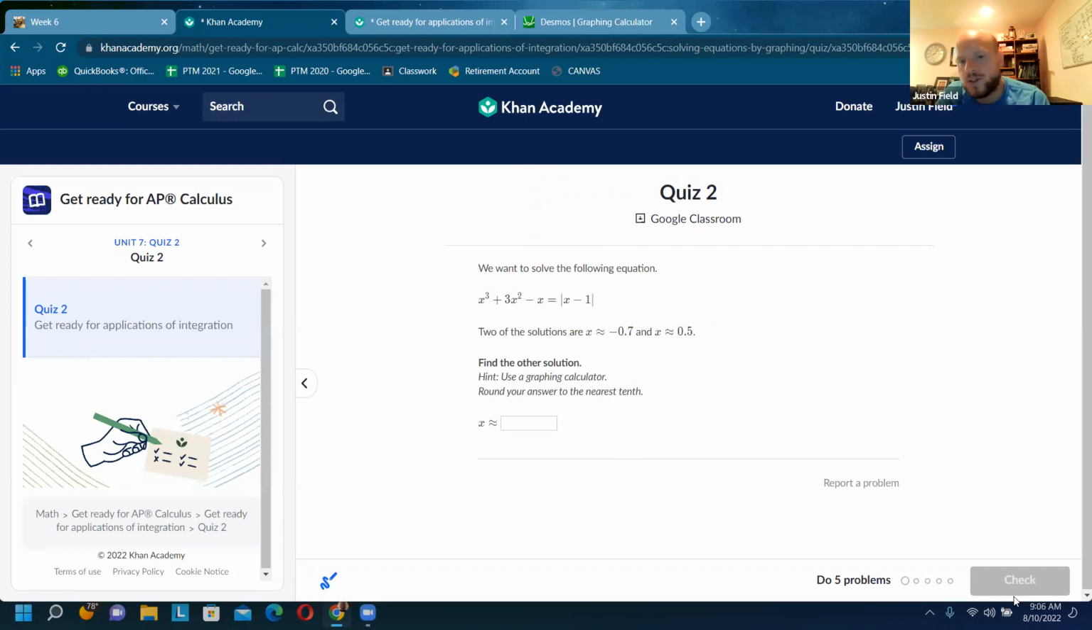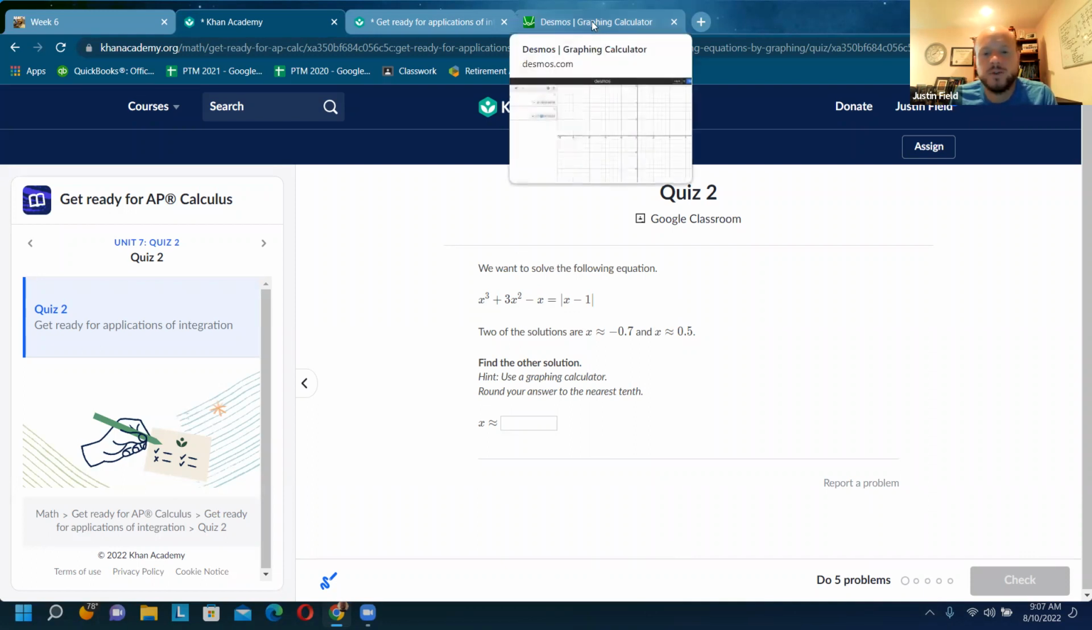We want to solve the following equation: x cubed plus 3x squared minus x equals the absolute value of x minus 1. Two of the solutions are given, okay, find the other solution. Use a graphing calculator. Oh, I will certainly use a graphing calculator. I'd love to do that. So all we need to do is put these two functions on the graph, and look and see where they intersect. And Desmos is going to make that so easy, isn't it?